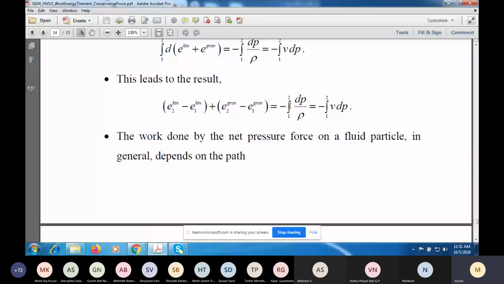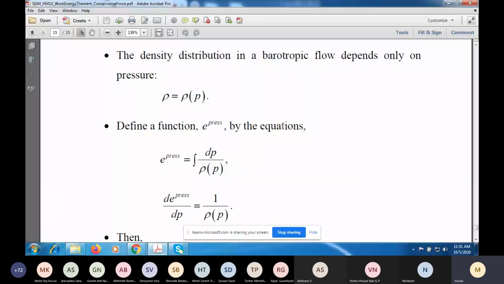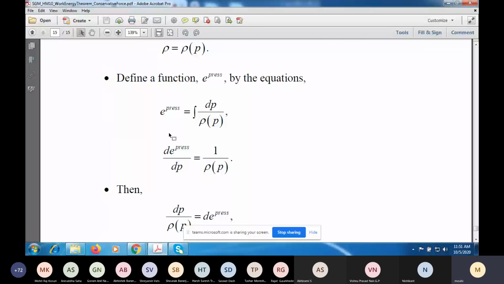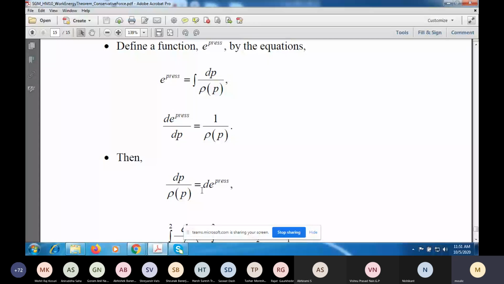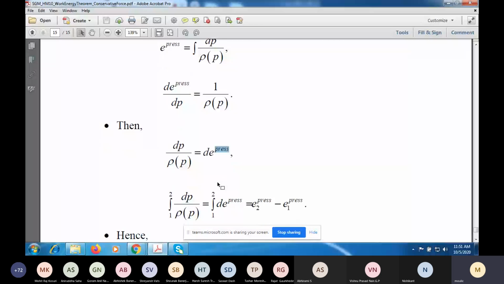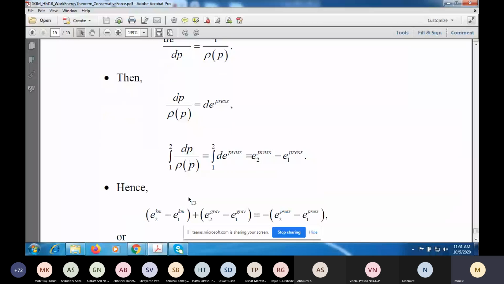Now, in general, rho will depend on two thermodynamic properties. But if the flow is barotropic, it depends only on pressure. So you are dealing with an integral of this form, 1 upon rho(p) dp. If I introduce a function E with the superscript PRESS, whose derivative with respect to P is 1 upon rho, then dP by rho(P) is simply the perfect differential d of E^PRESS. In that case, this integral for barotropic flow I can write as E^PRESS at 2 minus the same function at 1.